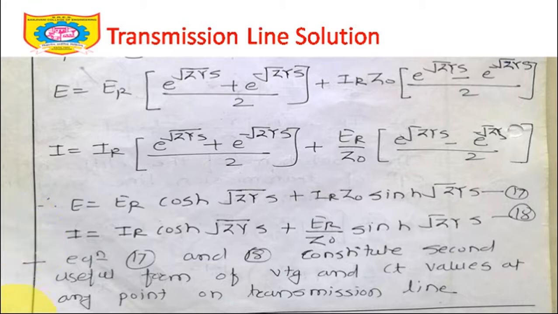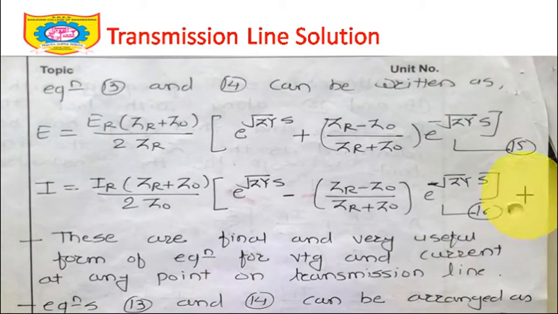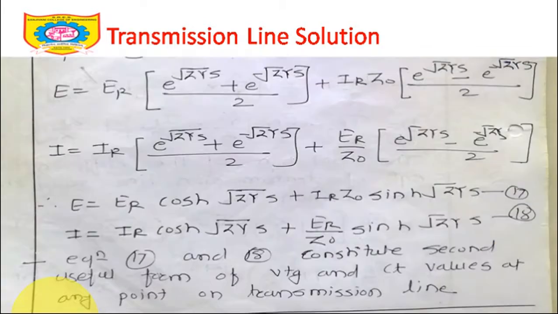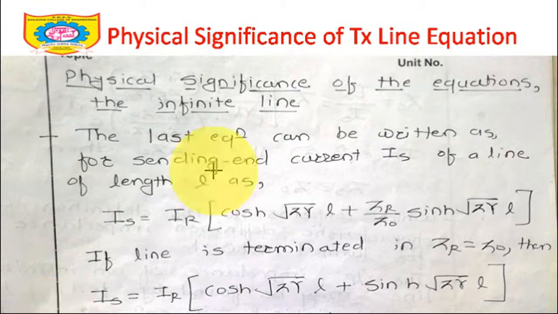So equations number 17 and 18, along with equations 15 and 16, are a useful form of the voltage and current on the transmission line. Just go through it once and try to understand. In the next lecture we will see the physical significance of these equations, how these equations can be modified according to our needs, and how s can be replaced by l.